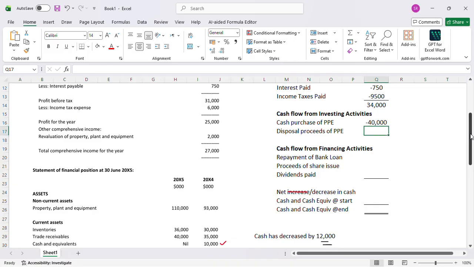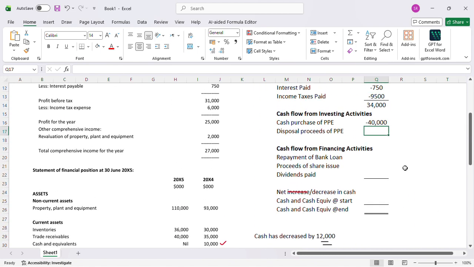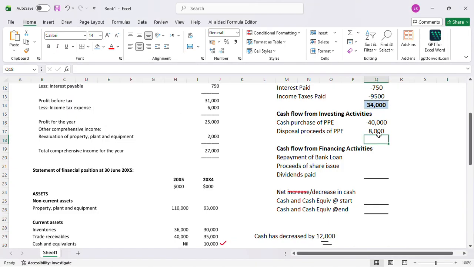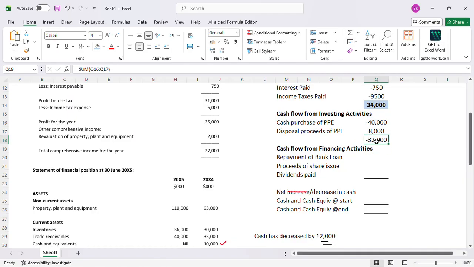What about disposal proceeds? Now, this one has been given to us. Where is it? Somewhere at the bottom. So 8 million. Disposal proceeds, that's a positive. Let's have a subtotal. Now let's put all the subtotals in blue. Let's have a subtotal here as well. That'll be negative 32,000. So again, let's put that in.